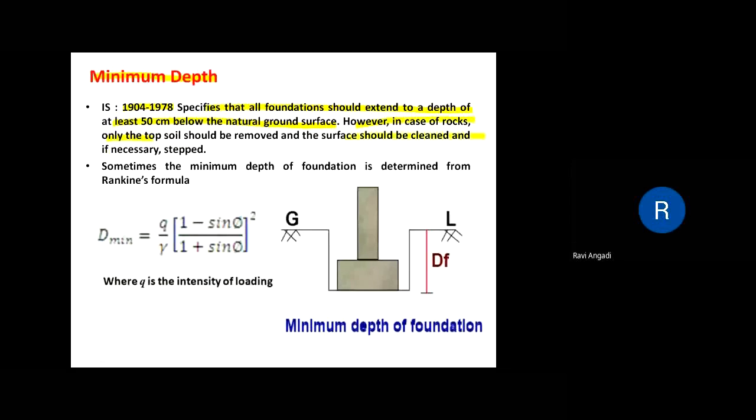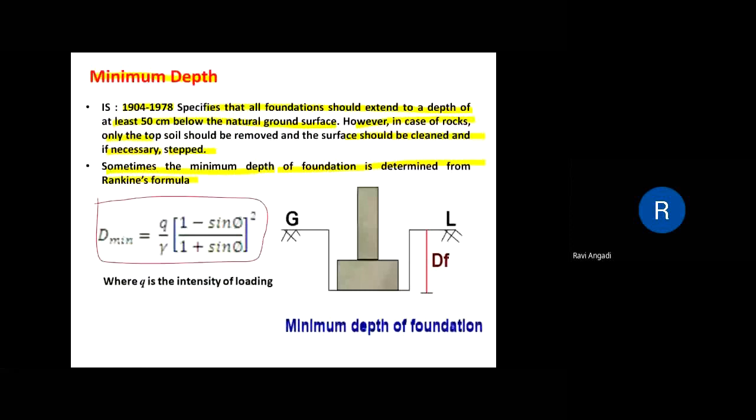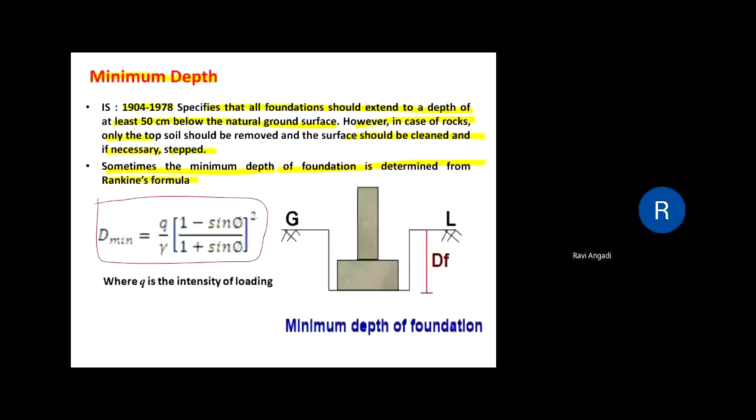And sometimes the minimum depth of foundation is determined from Rankine's formula. Calculate the minimum depth. This is the minimum depth formula: d minimum equals q by gamma into bracket (1 minus sine phi divided by 1 plus sine phi) whole square. From this formula, the minimum depth is to be calculated, where q is the intensity of loading, and gamma is the specific weight or the unit weight of the soil.